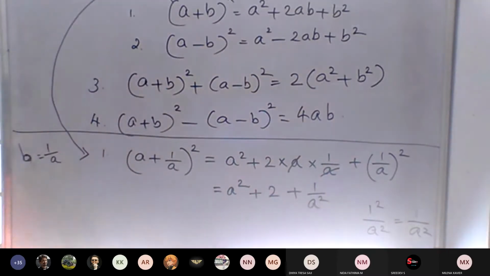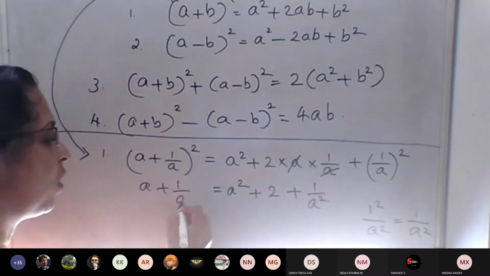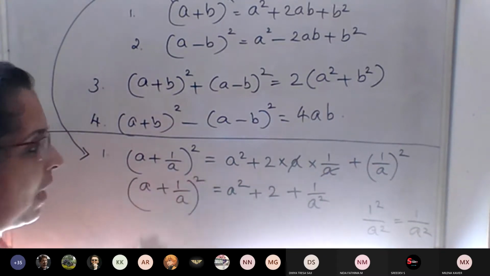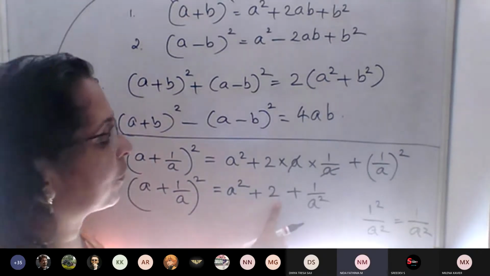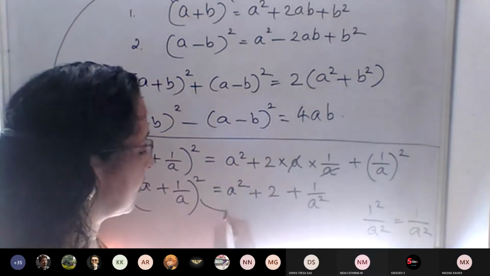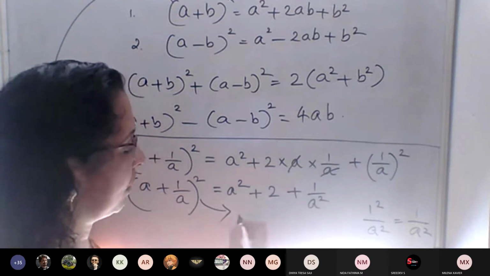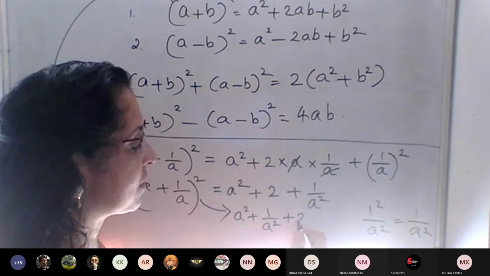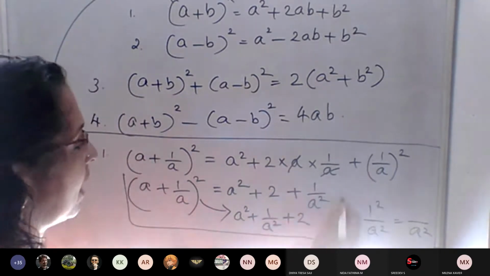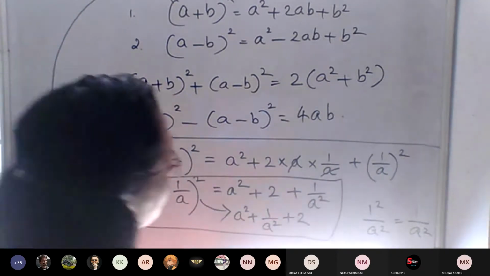So the next formula is what? (a plus 1 by a) whole square is equal to a square plus 2 plus 1 by a square. We will rearrange this: a square plus 1 by a square plus 2. So (a plus 1 by a) the whole square is what?